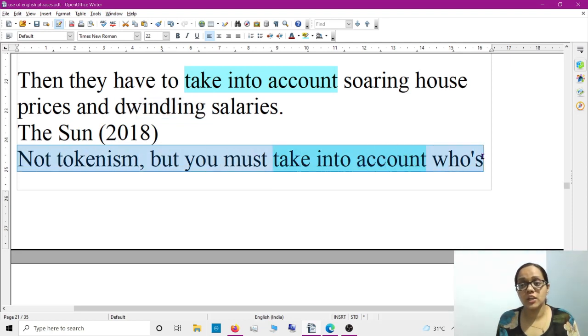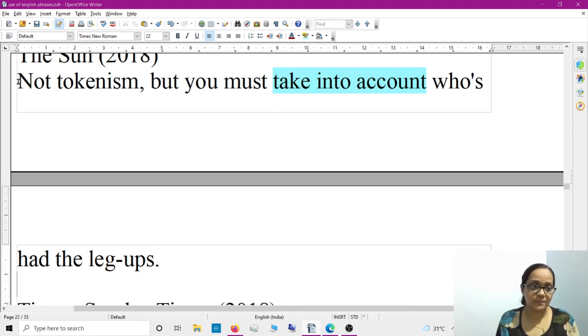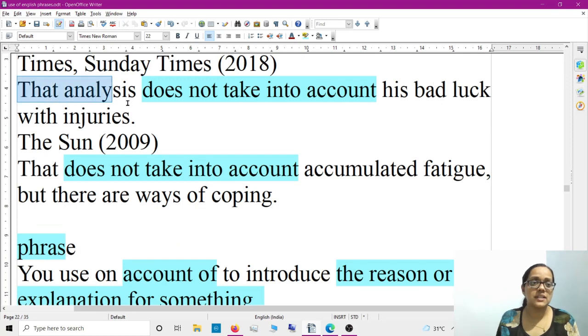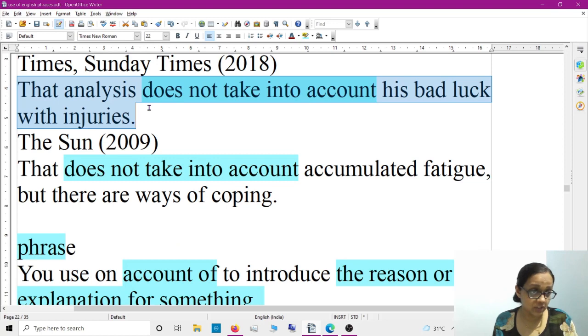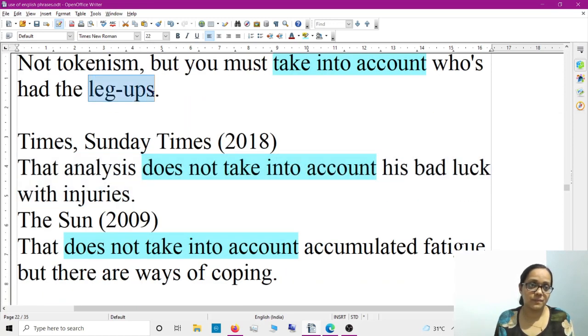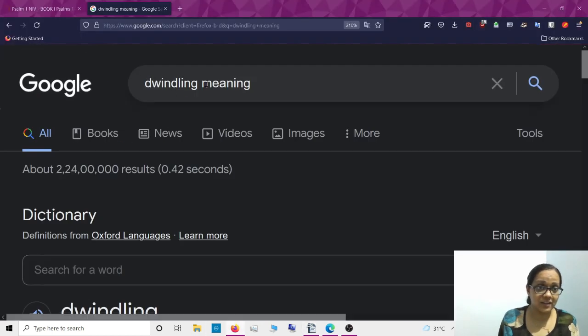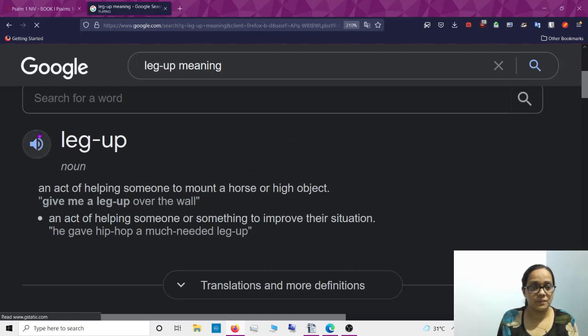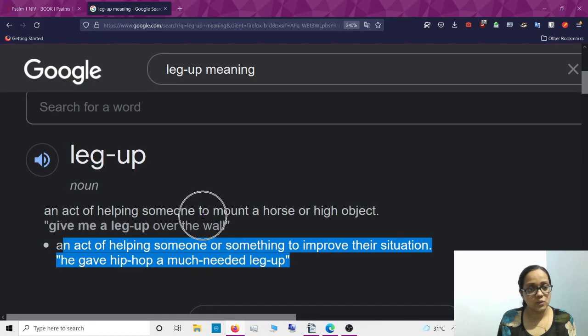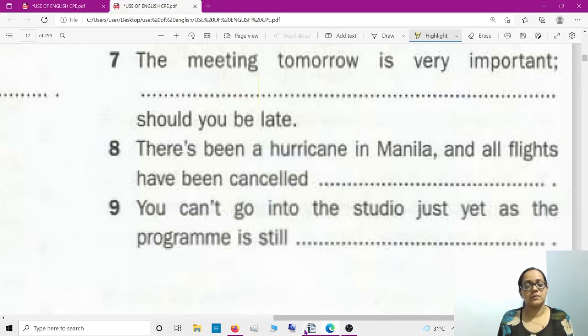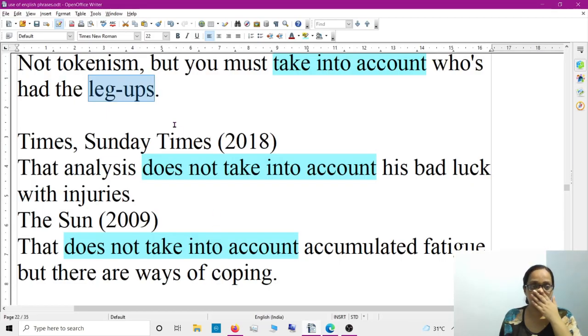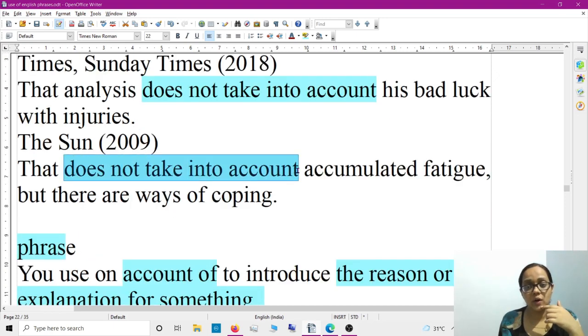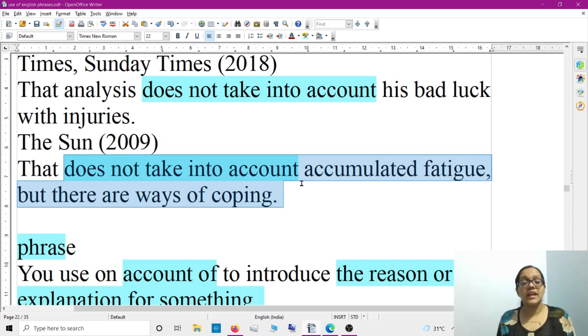Not tokenism, but you may take into account who's had the leg up. Next sentence is: That analysis does not take into account his bad leg with injuries. Leg up means an act of helping someone or something to improve their situation. That does not take into account accumulated fatigue, but there are ways of coping.